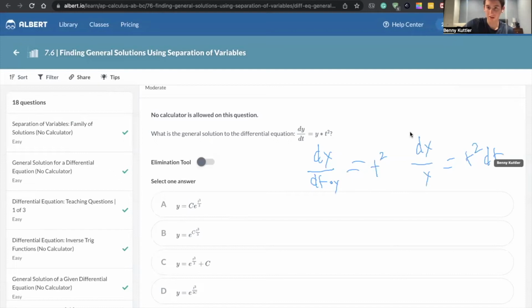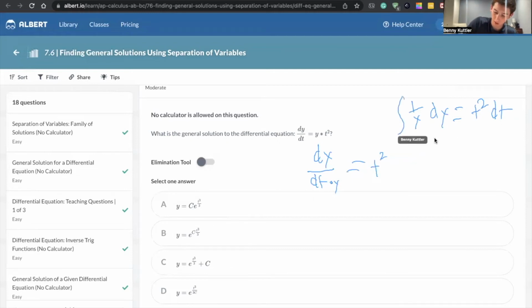So this here on the left is the same as 1 over y dy, which looks a lot more friendly to integrate, equals t squared dt. Now I'll erase this just for room because those are the same thing. And now we just integrate both sides with respect to their variables. So the integral of 1 over something is ln of that something. So ln of, we have to keep our absolute value signs because you can't take the ln of a negative number. So this is just notation.